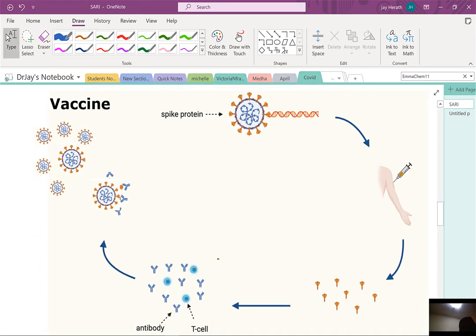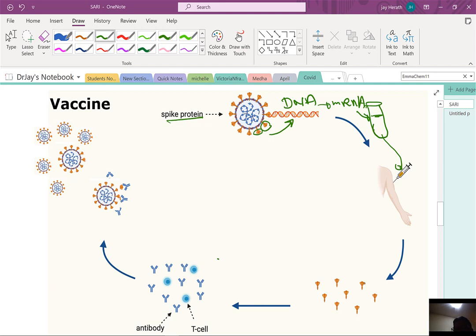So here is the COVID virus, and these are the spike proteins as we talked about. These proteins are encoded in DNA, and so we can just prepare these proteins in test tubes. These proteins can be injected. Or we can also produce DNA, and in the test tube we can make mRNA, and we can also produce the protein. So the protein goes into the body.